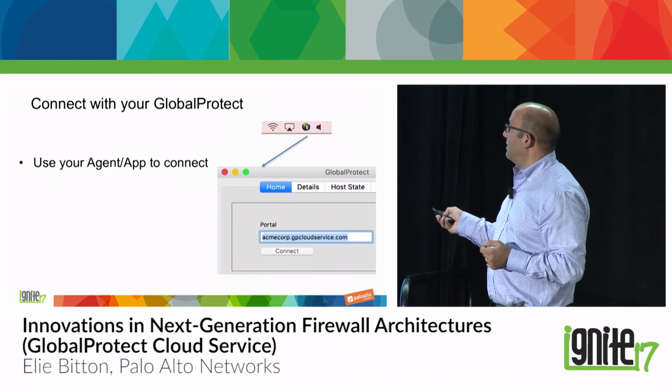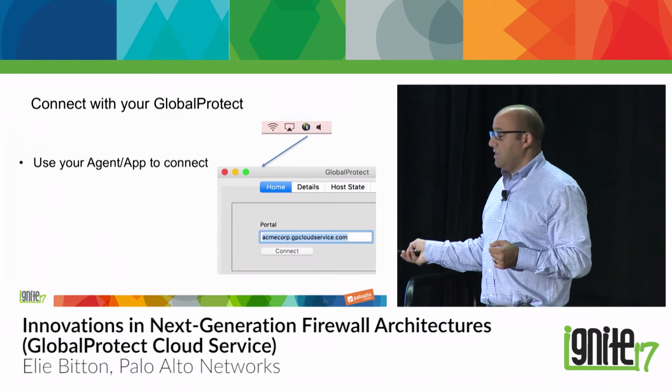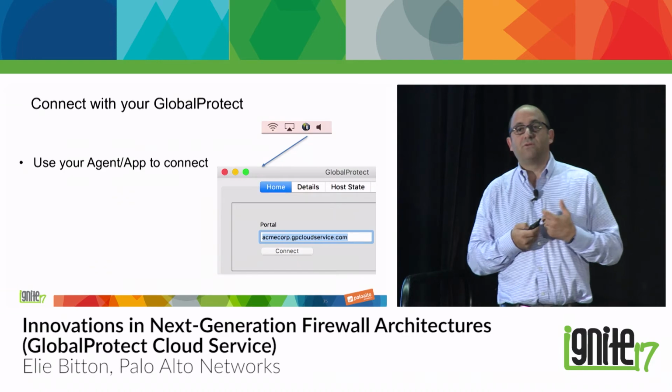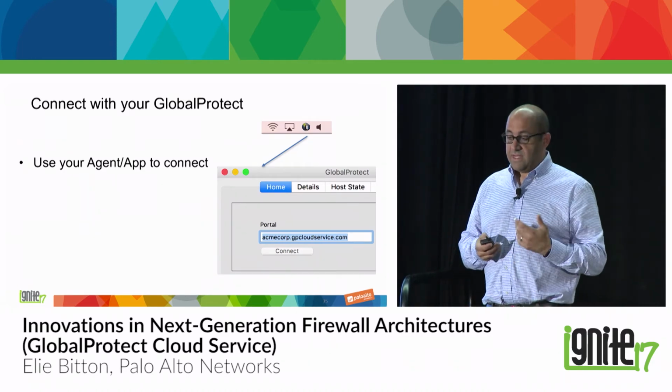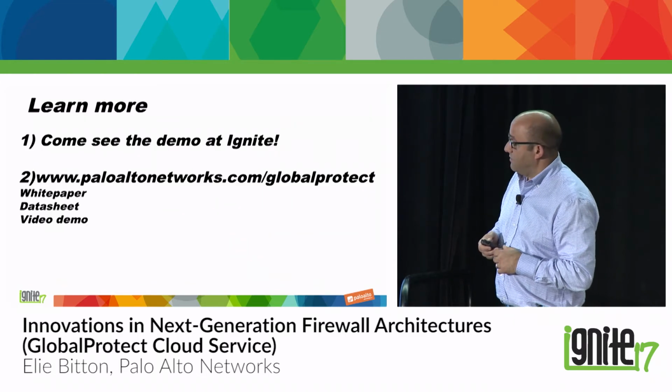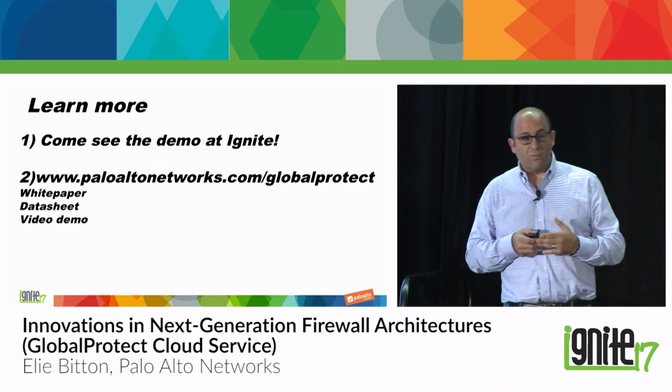You have the GlobalProtect icon here. You select that and put in the portal that you've configured, either our domain, so ending in GlobalProtect Cloud Service, or your own domain that you've configured, and that gets you connected.